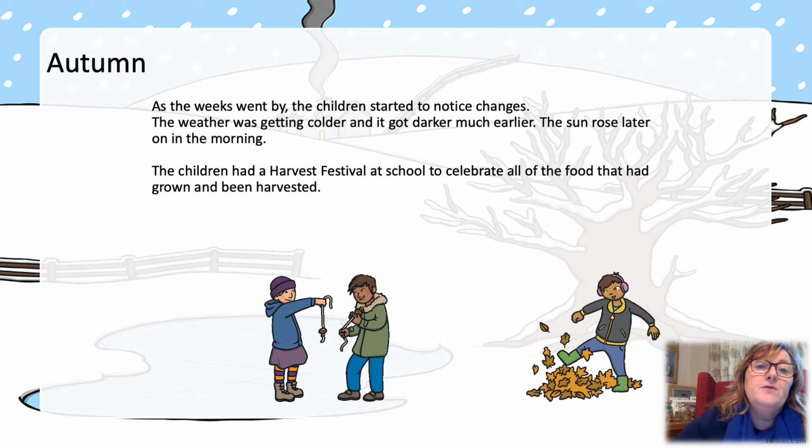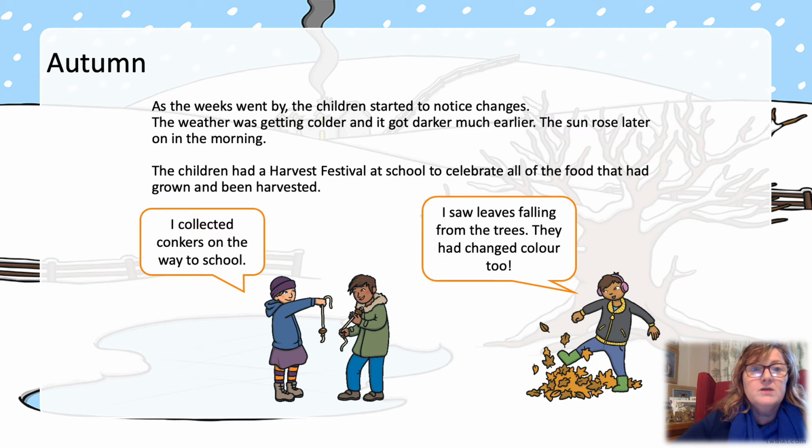As the weeks went by, the children started to notice changes. Can you think of what season we went into? So we go to school in September, and then what season do we talk about that has the leaves? That's right, it's autumn. The weather was getting colder and it got darker much earlier. The sun rose later on in the morning. The children had a harvest festival at school to celebrate all of the food that had grown and been harvested. And last year we collected food for the food bank for harvest.